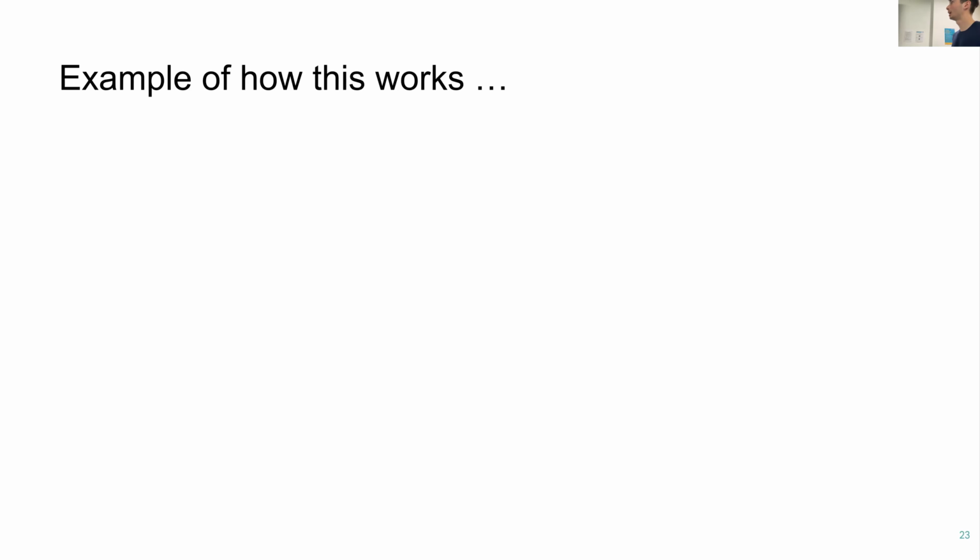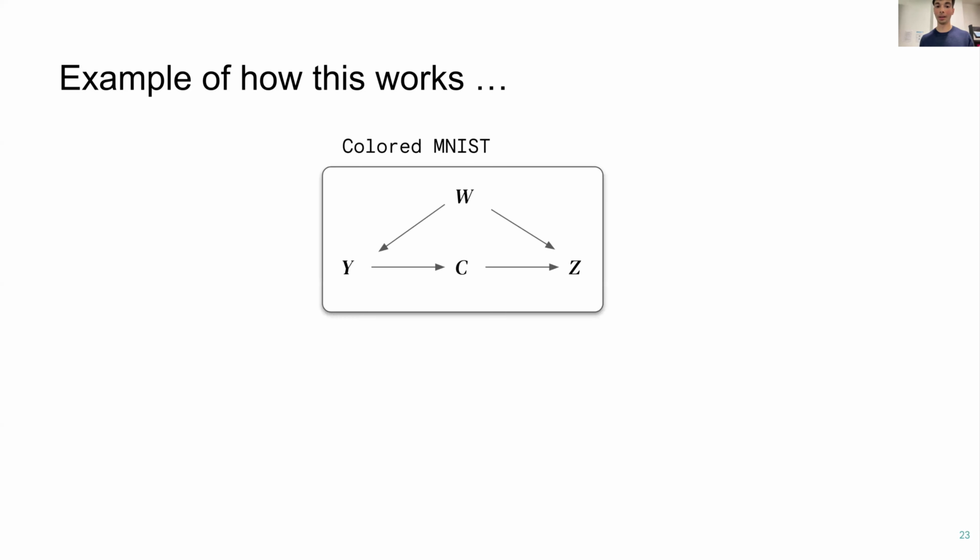So let me show you how this works in a particular example. With an example, we have some data. How do we go about parameterizing our neural causal models, and then what kind of optimization problem do we end up solving in practice? So let's take the colored MNIST dataset, which you might have seen.